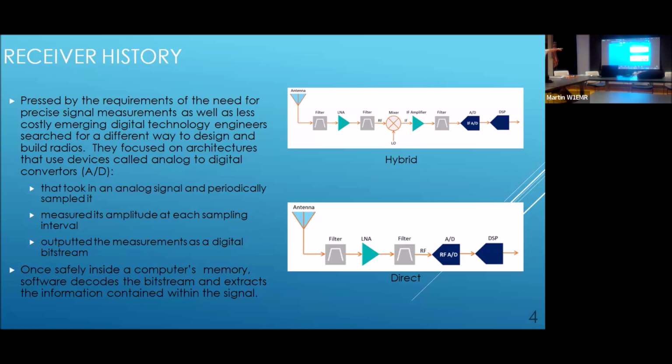Okay, so the first one is called a hybrid, in which we take a circuit that looks surprisingly similar to our superheterodyne circuit. We go through a filter, a low noise amplifier, another filter, and we go into a mixer. And yes, it's a superheterodyne mixer. There's an LO, there's a sum and difference frequency, goes into a little IF amplifier, goes into a filter, and then that goes into an A to D.